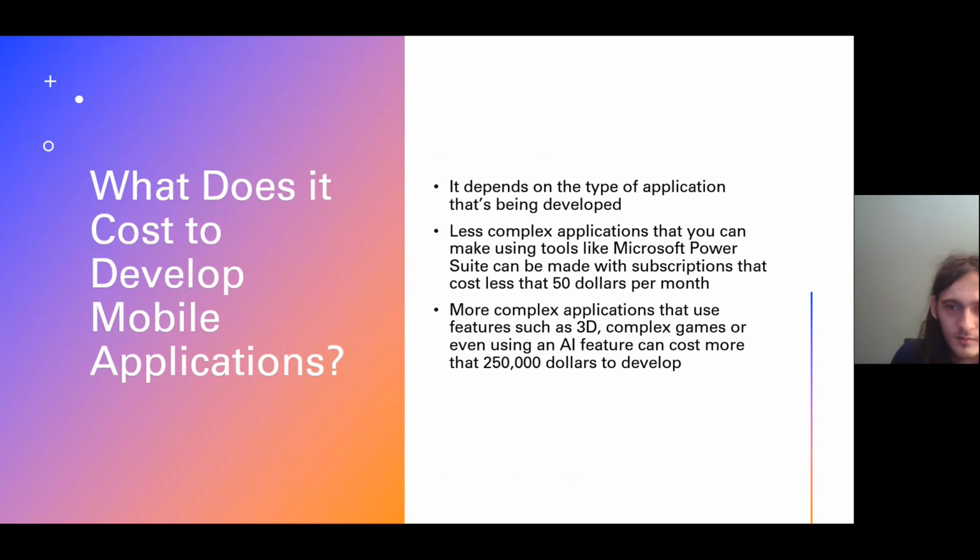So if it takes you 3 months to develop, that'll be around 150. If it takes you a year, roughly 1020, 1200. More complex applications use features like 3D, more complicated games, almost like video games you'd expect on a console, or even AI features such as Siri, and can cost more than 200,000 to 250,000 dollars to develop.